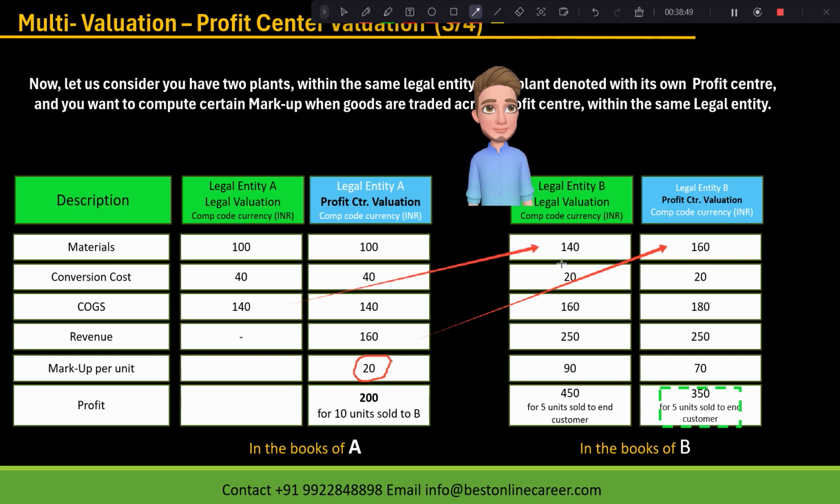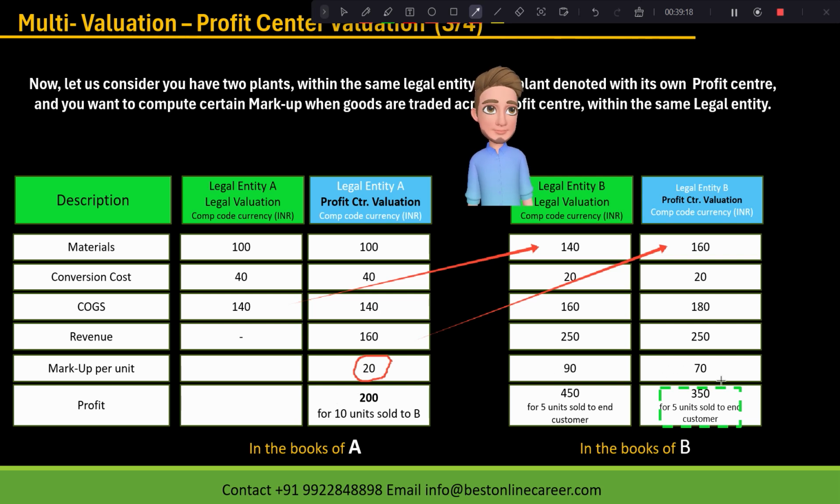Let's say plant B does the packing. They appreciate by 20, then your COGS becomes 160. For the legal entity, if you sell 90, then your profit becomes 90 into 5, 450. Now legal entity B is selling it to the external market. Now they make a profit of 70, so totally it is 350. So this 200, why this difference of 200? Because 5 units are not yet sold.